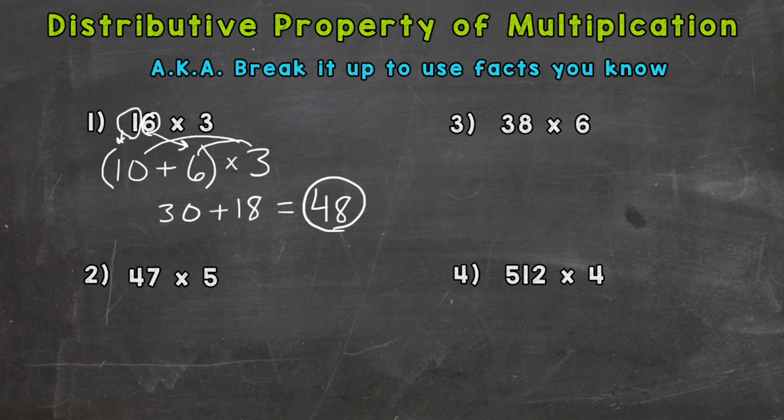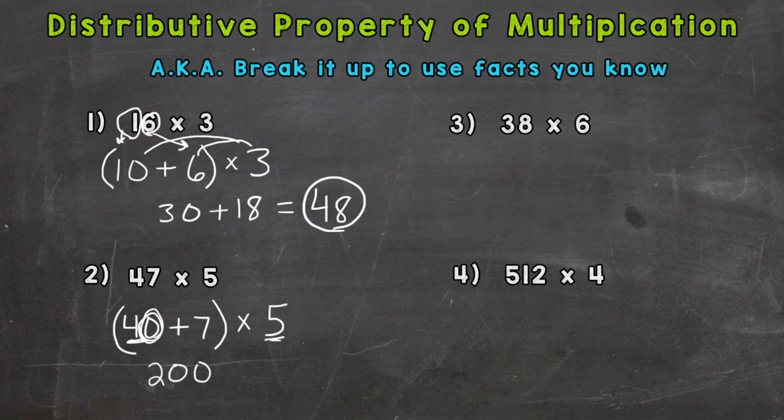Let's break apart our 47. So we have 40, the value of the 4, plus 7. And we multiply that by 5. So now we can use facts we know, right? 5 times 4 is 20. Plus, put that 0 from the 40 back on the end, so we have 200. 5 times 40 is 200. Plus the 7 times 5, which is 35. And now we have a nice mental math addition problem. 200 plus 35, 235.